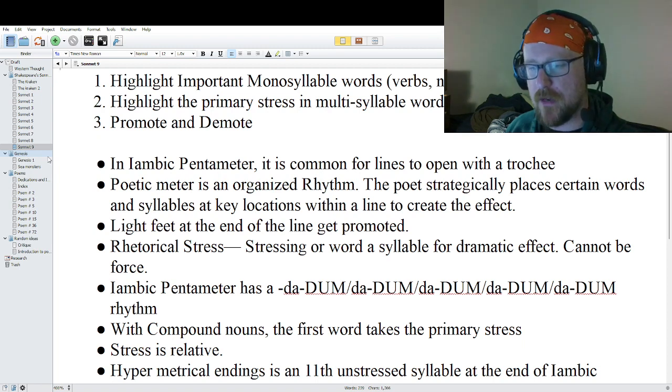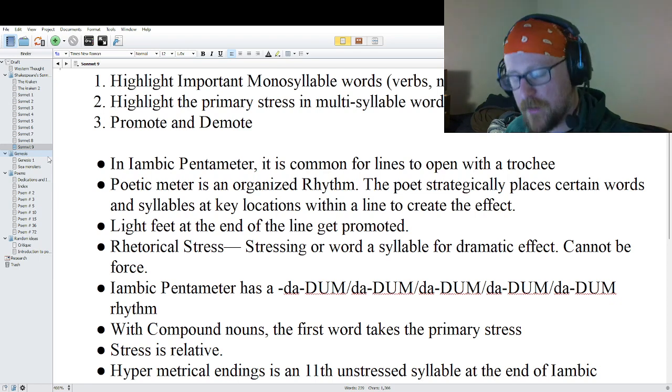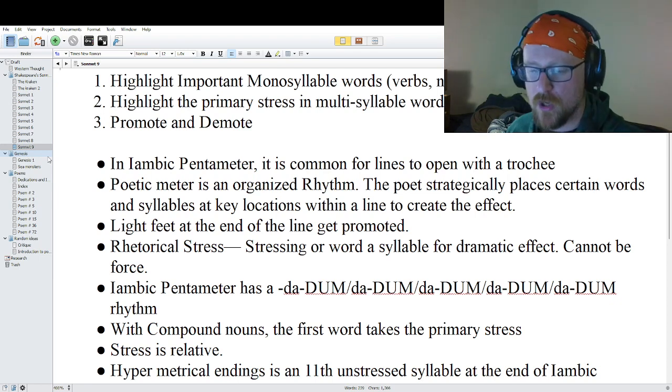A couple things that we've been talking about that we've seen repeated in a lot of poems, so I'm going to just go over a couple core ideas that we've seen. First is that stress is relative. What this means is that a word that was accented or had a beat land on it in one line might not have a beat land on it in another line, because it depends on what it's being compared to, right? Stress is relative.